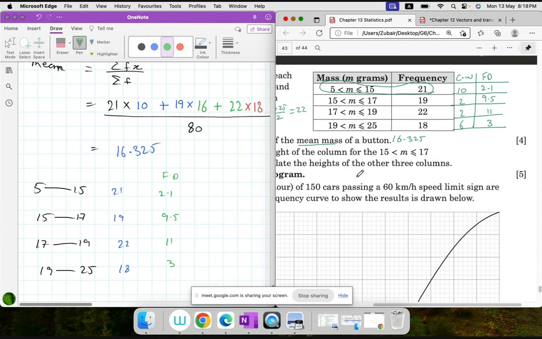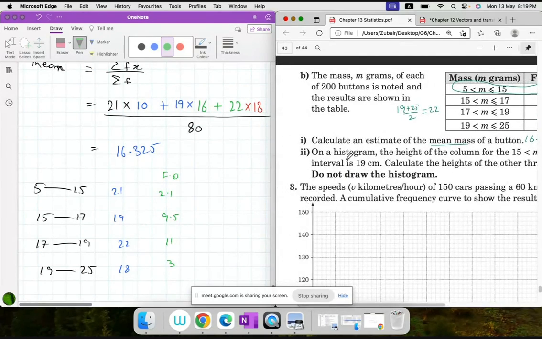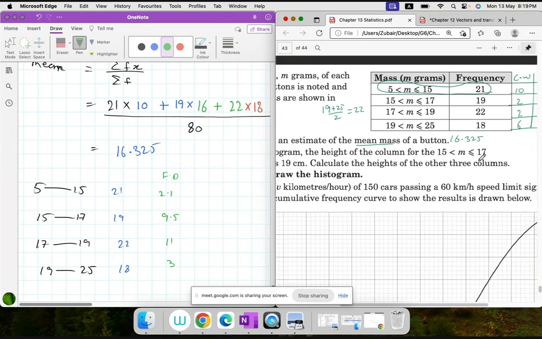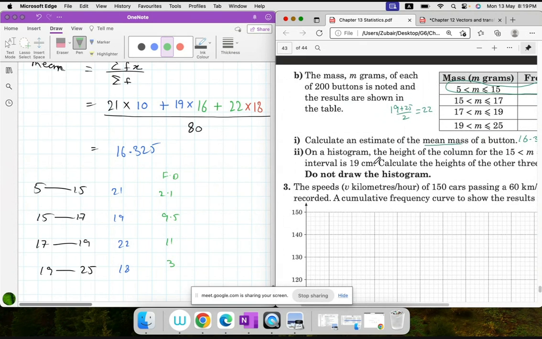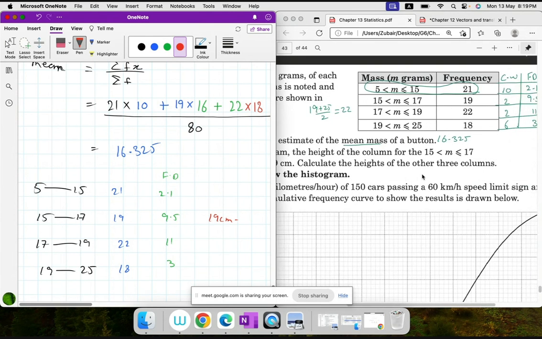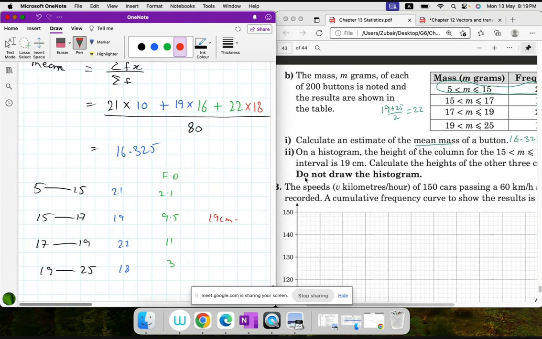Now see, it says on the histogram, the height of the column for 15 to 17 is 19 centimeters. And calculate the height of the other three. Do not draw the histogram.